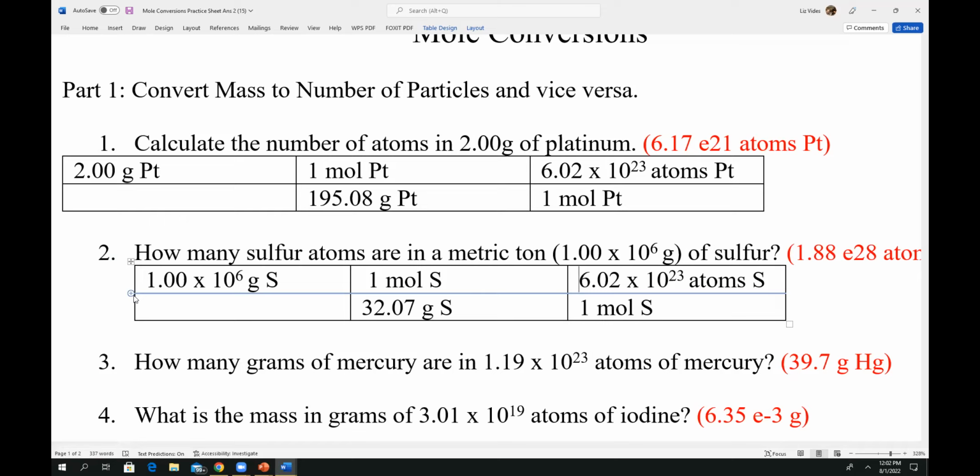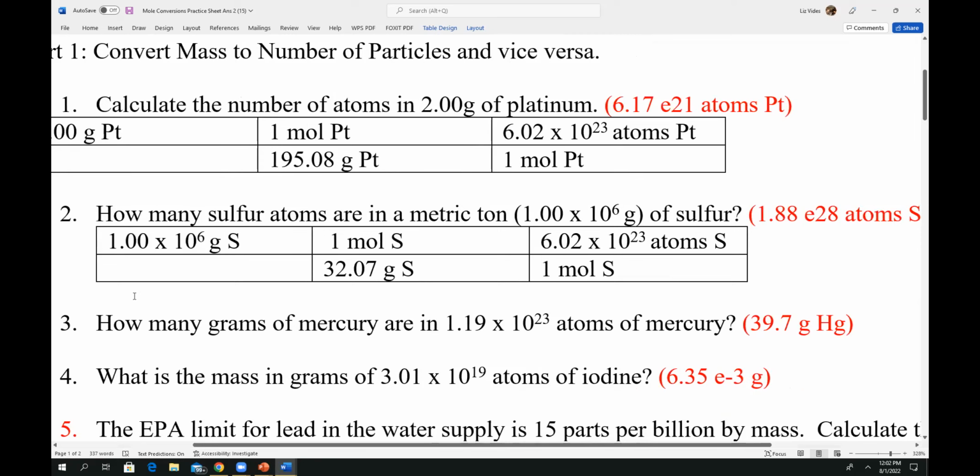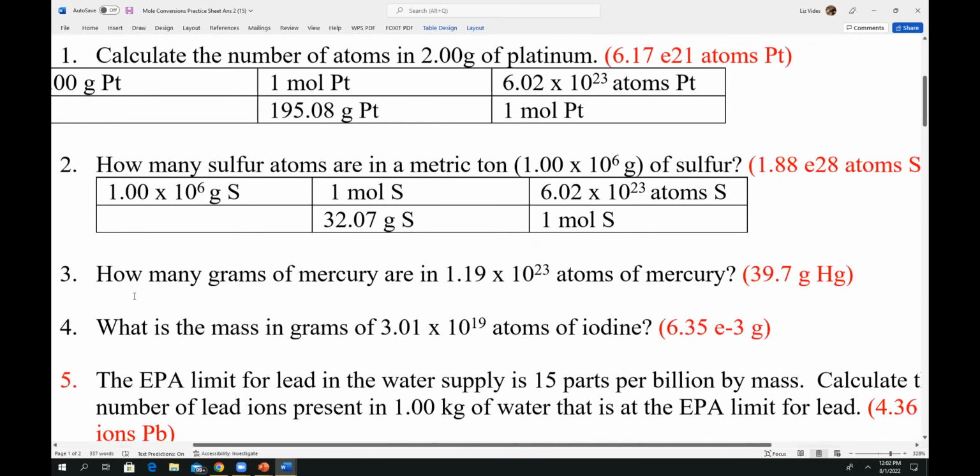And divided by 32.07, that's going to lower it to 28. Then it's 1.877 times 10 to the 28th. And since we had 3 sig figs, we keep to 1.88 times 10 to the 28th atoms of sulfur. See? All right, now the next one is grams too.